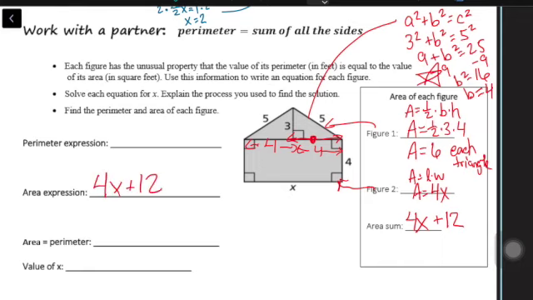The perimeter expression, we didn't even make that yet, is going to be x from here plus 10 up top plus 18. Area equals perimeter. And then we could solve that.